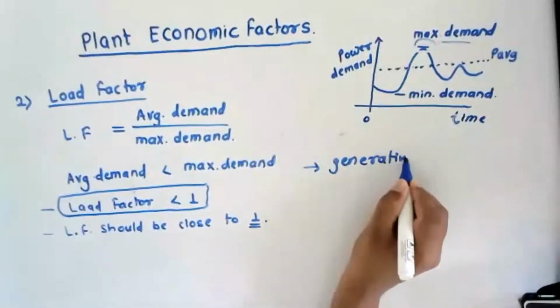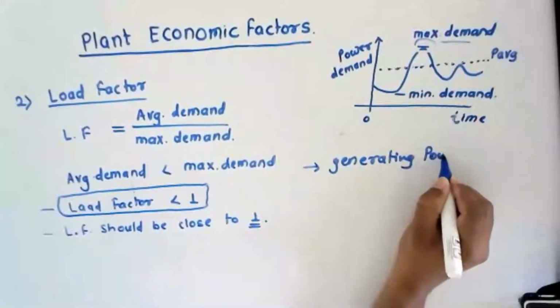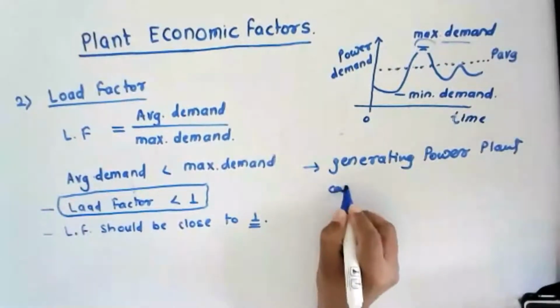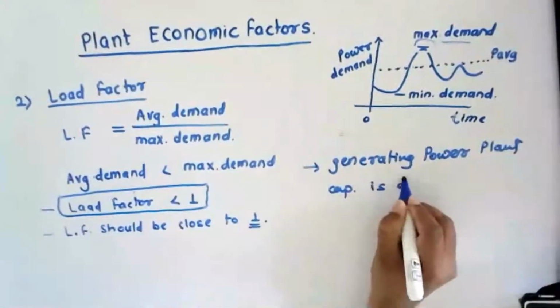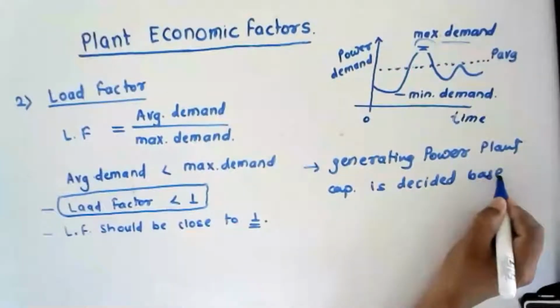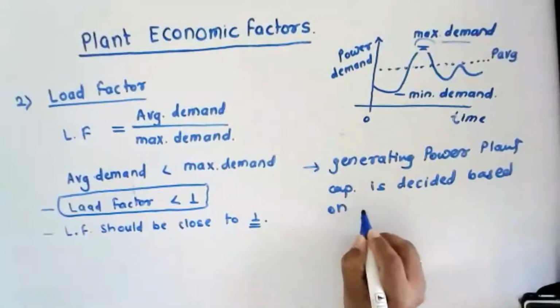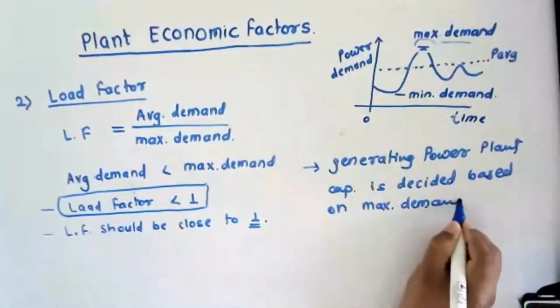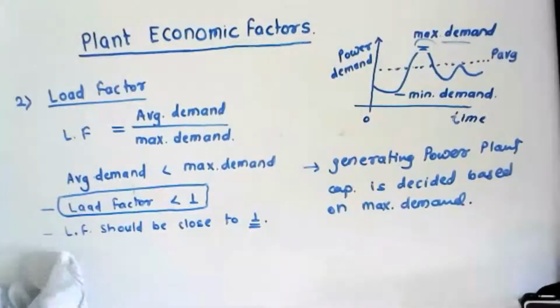The generating power plant capacity is decided based on the maximum demand. Okay, so what does it mean?